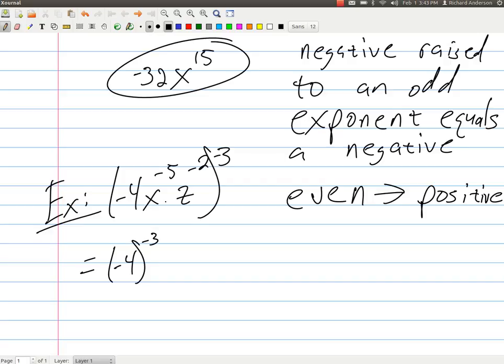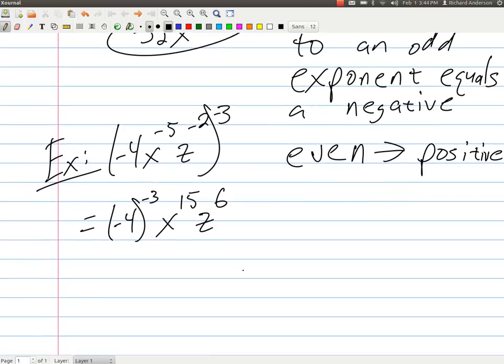X to the negative fifth, we're going to use that same concept we used on the last few examples when multiplying the exponents using that power rule. So this negative 5 gets multiplied by this outside negative 3 exponent. And that's going to give me x to the positive 15, since a negative times a negative is a positive. Same thing with z. I'm going to multiply its exponent of negative 2 by the exponent on the outside of the parentheses, negative 3, to get positive 6.